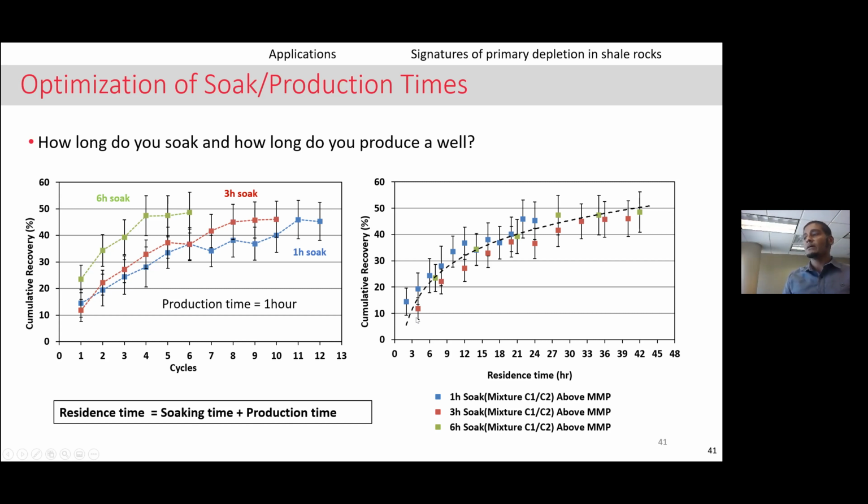If you do that, irrespective of whether you do a 1-hour soak or a 3-hour soak, which is shown in red, or a 6-hour soak, which is shown in green, the data all falls on the same trend line. And that's extremely important, because if you are an operator deciding on whether you should try 2 weeks of soaking and a month of production, or 2 months of soaking and half a month of production, some of this information will allow you to optimize some of those cycles.